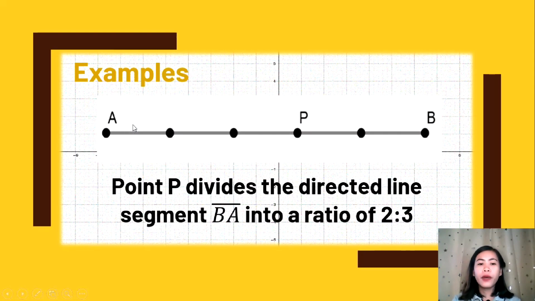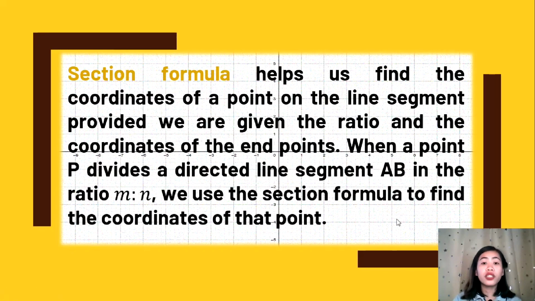Next, we have point P divides the directed line segment BA into a ratio of 2 is to 3. Dito naman, dito tayo mag-start. Mula kay B papuntang P, we have 1, 2. And from P to A, 1, 2, 3. Same lang.